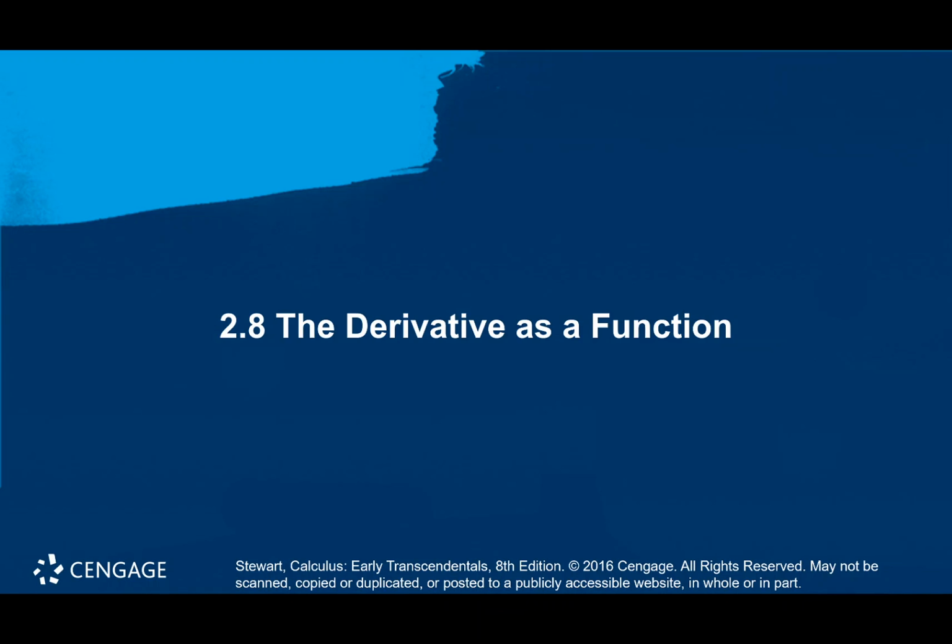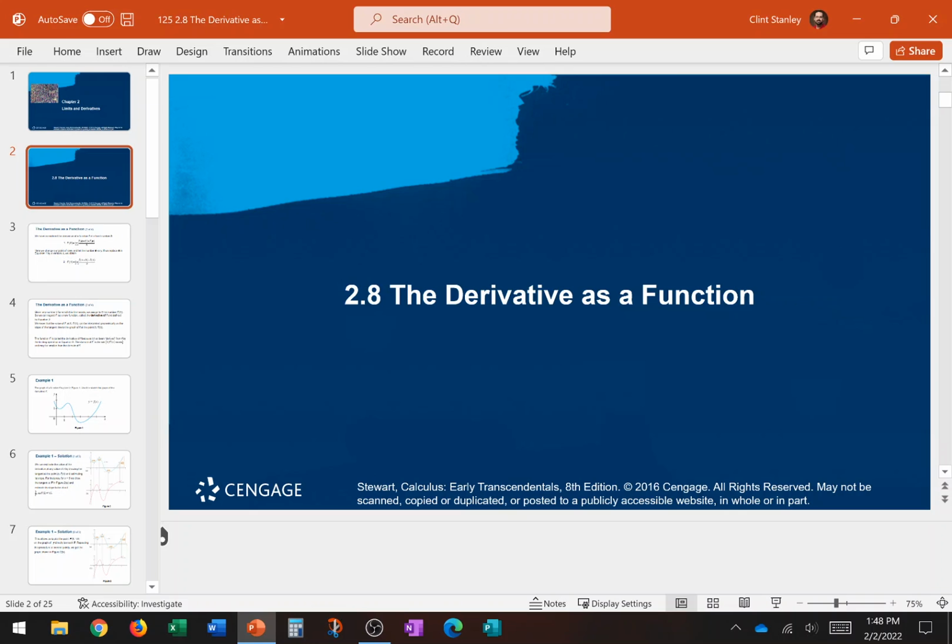Anything else? Do we have problems we need to work? Got one? Number 5 on 2.5. Okay. Let's take a look.